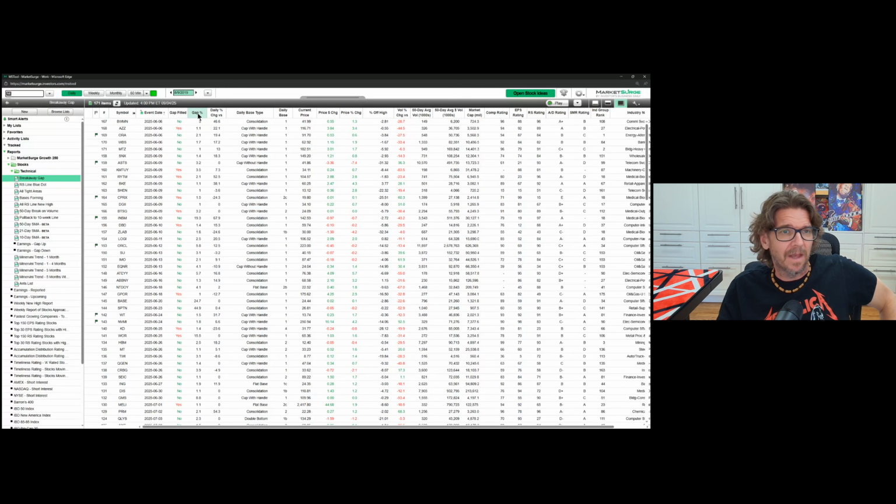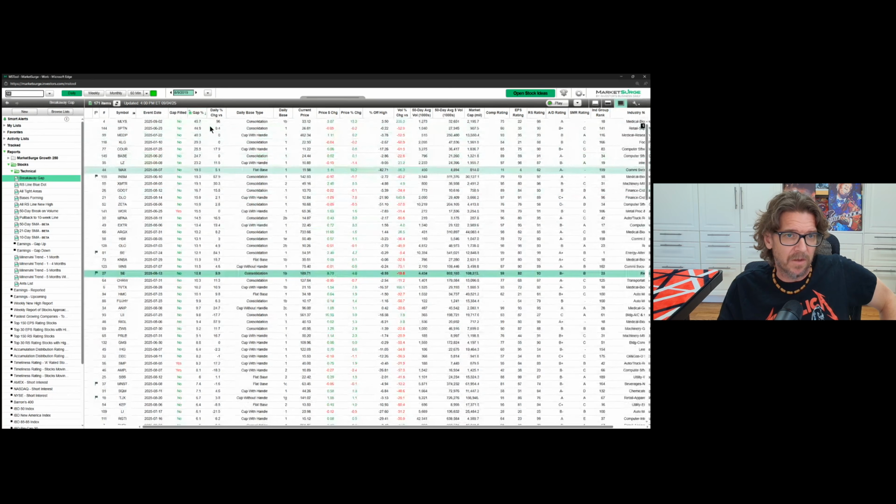I don't get it. But here's a percent gap, and then the daily price percent change. So let's just sort this by the percent gap so you can see they come in all shapes and sizes.